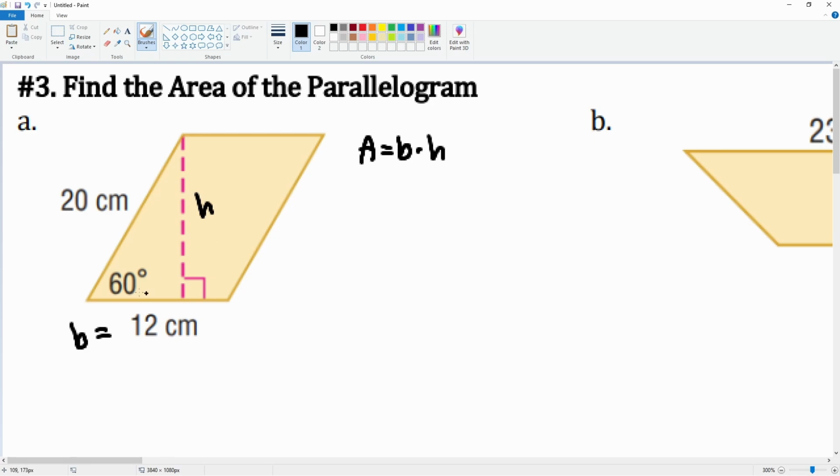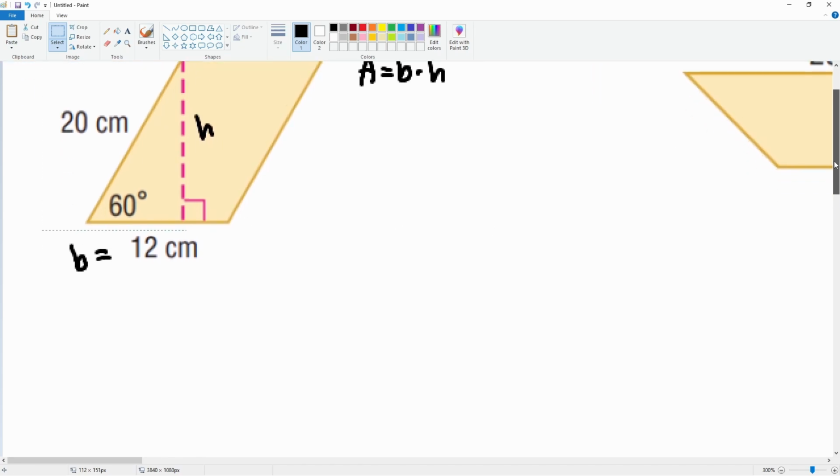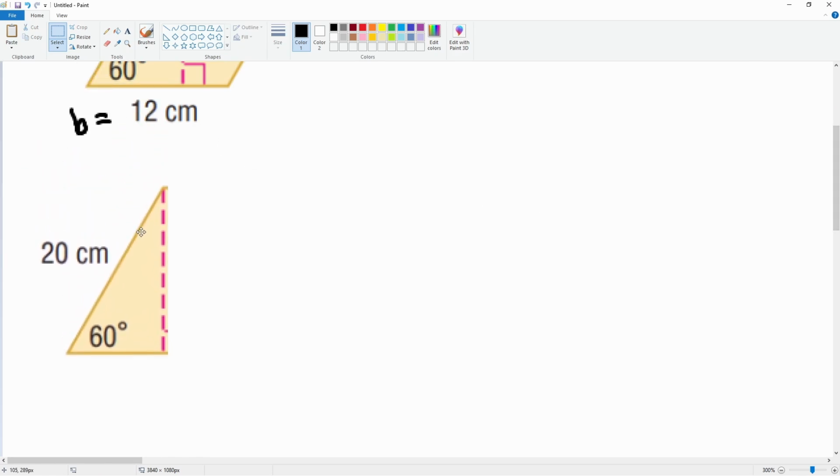Here we know that the base equals 20, but we're missing the height. So we need a way to find it, and the way we can go about this is to use some trig ratios. Let's see if we can see a right triangle here. Oh, there is a right triangle. Take a look. This is the right triangle. Imagine us solving for h here.